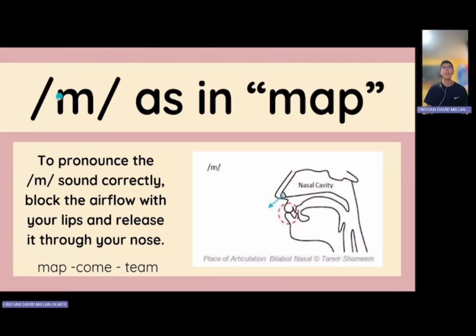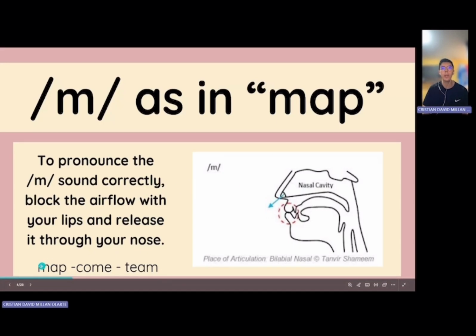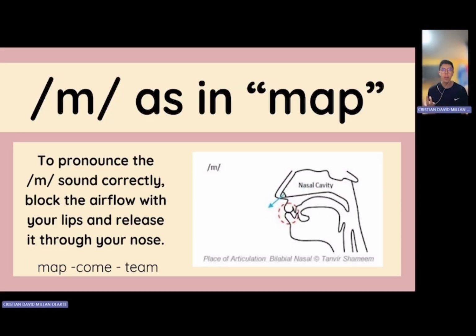The first phoneme we have is M, as in map. I'm going to explain how to pronounce the phoneme M. In order to pronounce the correct sound M, first of all you have to block the airflow with your lips, and then release it through your nose. That's why it is nasal. I'm going to help you by pronouncing these words. We have map. Listen carefully, map.